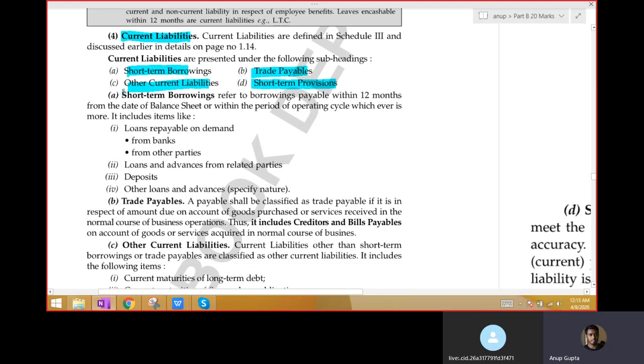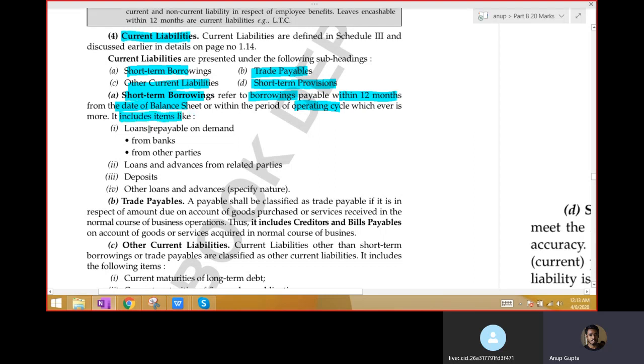Let us start with short-term borrowings. Short-term borrowings are those borrowings, that is, amounts used for investing in the business or used in the business, which are payable within 12 months from the date of the balance sheet or within the period of the operating cycle. These obligations are termed as short-term borrowings.